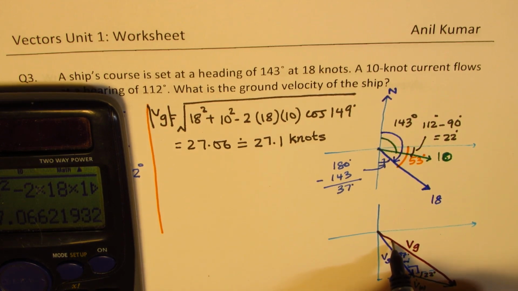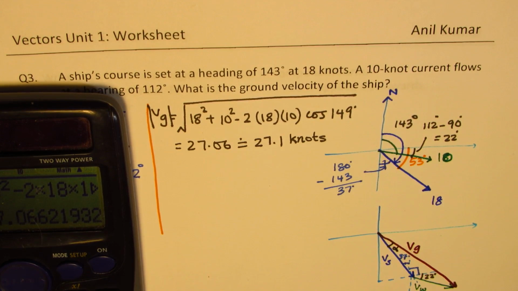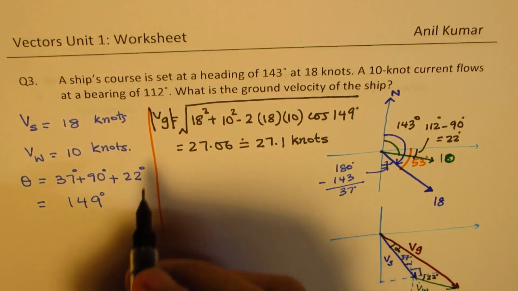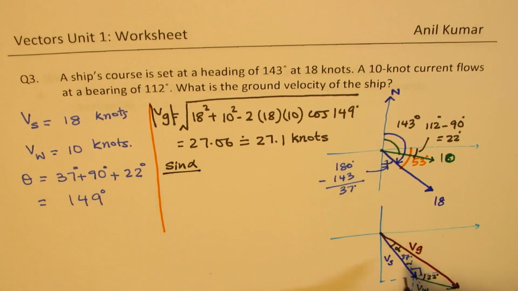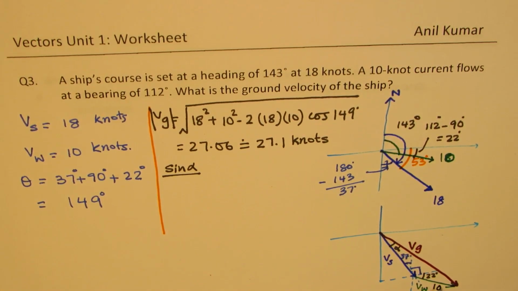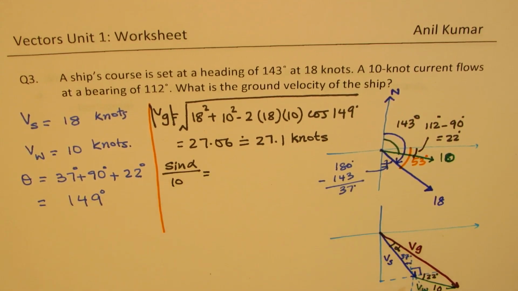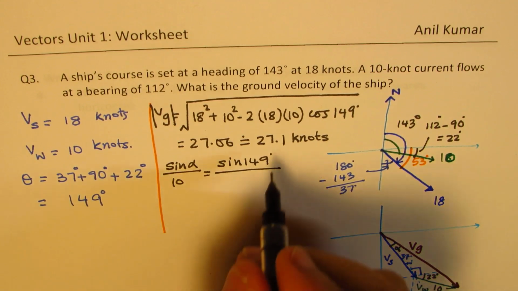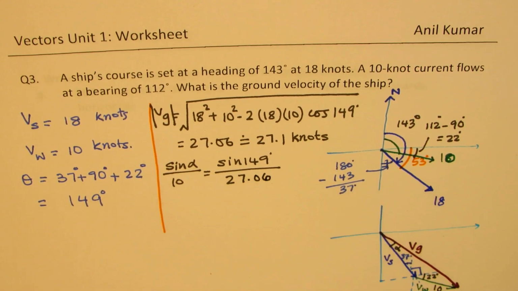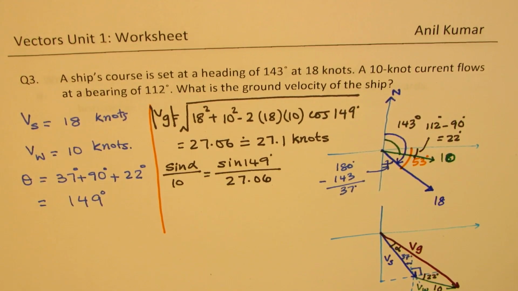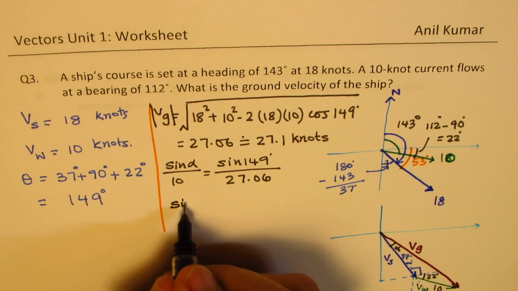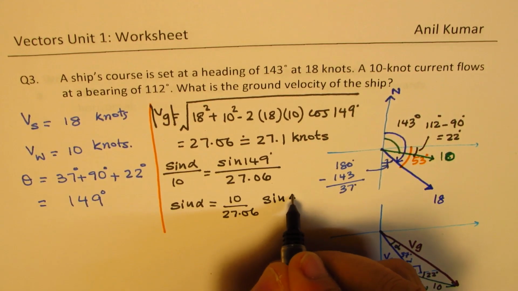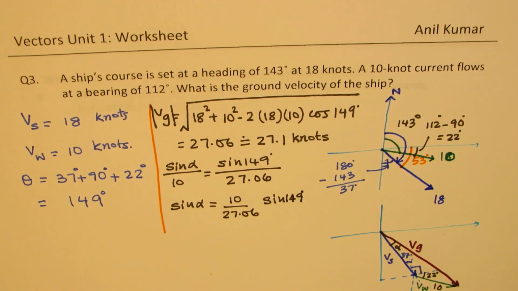So to find the direction, let's say this angle, we call this angle as alpha, for example. We can use sine law, right? So to find the direction, okay. So we can say sine alpha over the side opposite is represented by 10 equals to this angle in between is sine of 149 degrees over the resultant which we just calculated. I'll write 27.06 here. Okay. It's better to actually use 4 digits if possible. So from here we can say sine alpha is equal to 10 over 27.06 sine of 149 degrees. Correct? Let's figure this out.